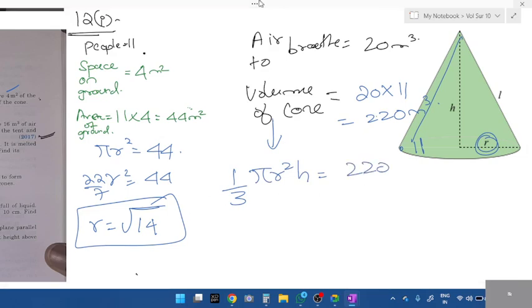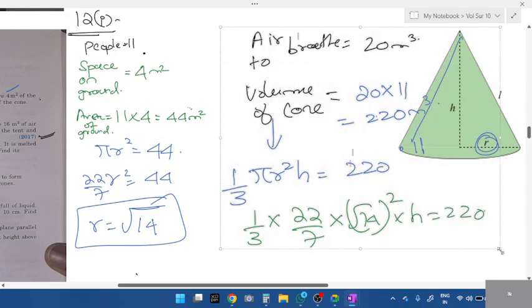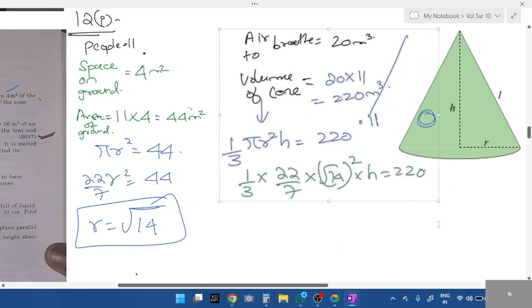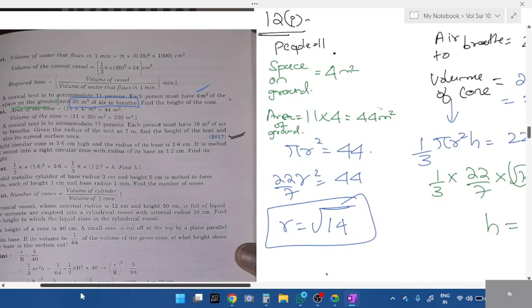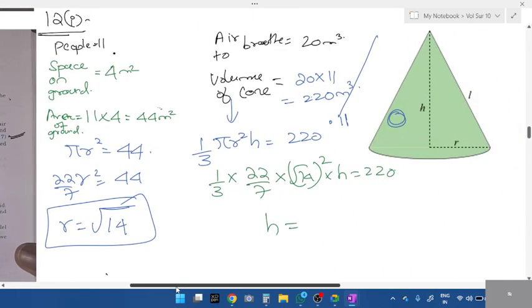We have the r value here. R is given. 1 by 3 into pi is 22 by 7. R is equal to square root of 14. Root 14 into h is equal to 220. Is it clear, students? All of you understood the calculation part? I want you all to complete and find the value of h. That will give you the answer. And in the evening we'll solve the next one, 2017 question. There are another 2 questions left. Complete this, we'll end the class.